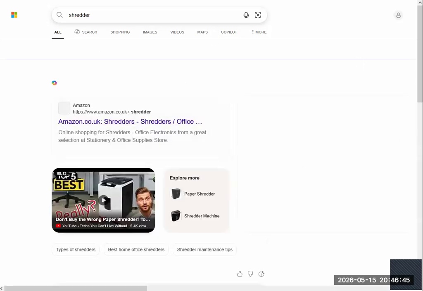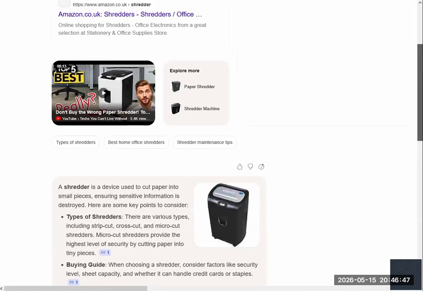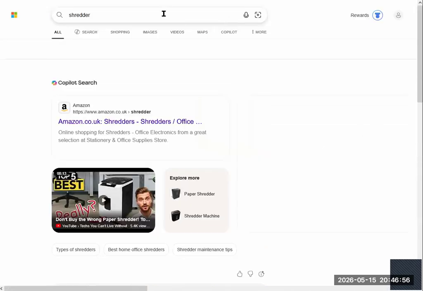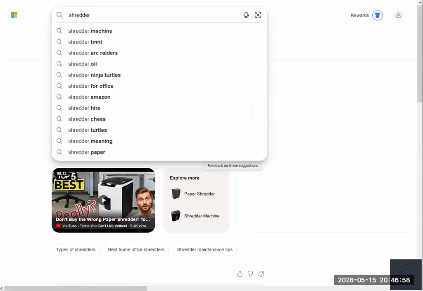So the first thing it shows is an office shredder. These are the machines you might want to get. You might have a bank statement you want to destroy because it has important numbers on it. Office shredder. So I said garden.